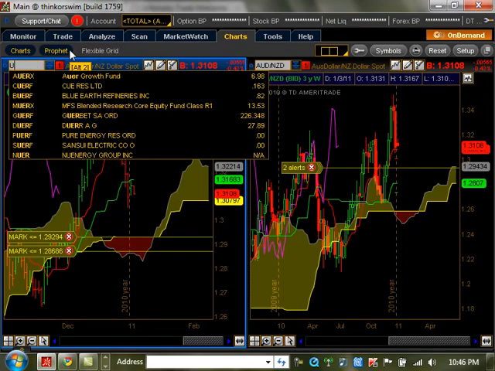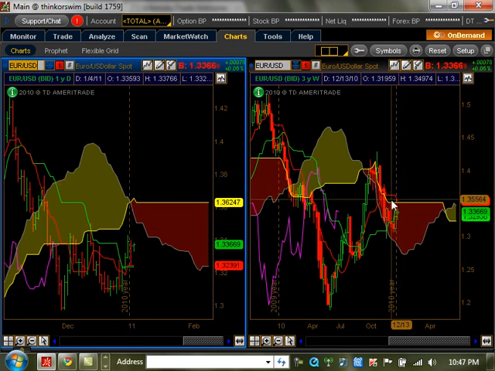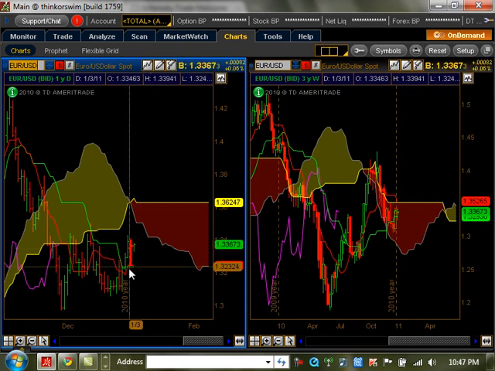Let's start with a Euro USD, as we do with a normal week. The weekly over here is to your right. The daily is over here to your left. Okay, you can see from the weekly that the price is in the clouds, so that's consolidating, and you can see on the daily price is above the Kijun now.